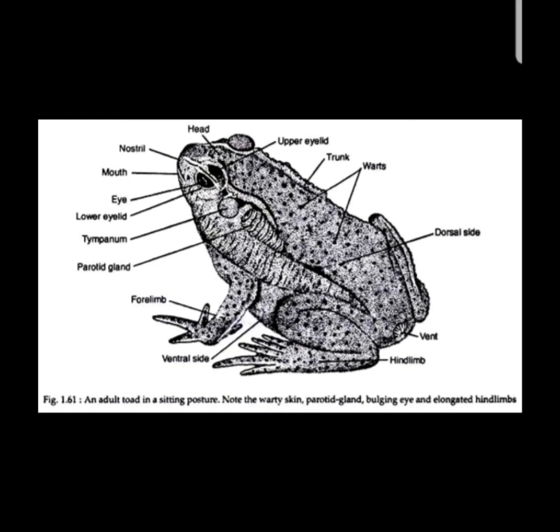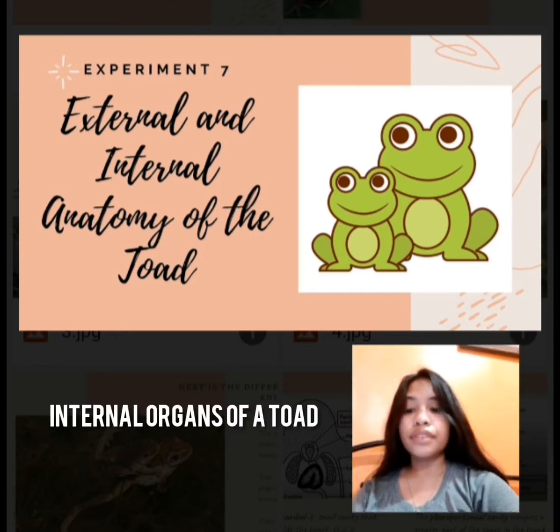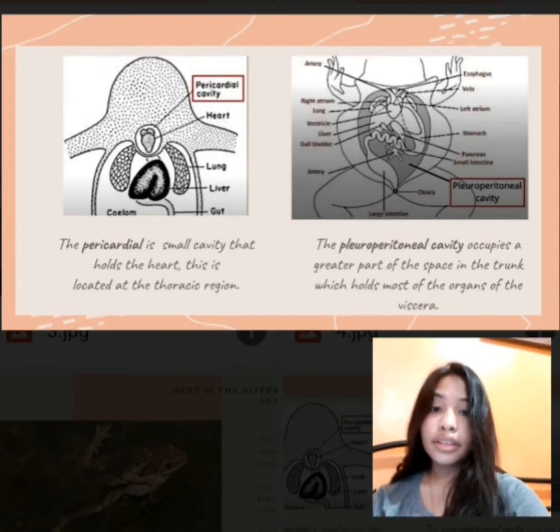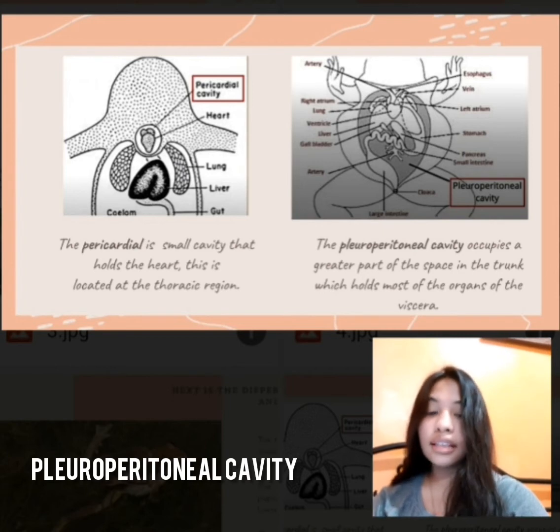Next, we'll be discussing the anatomy and function of the different parts of a toad's internal organs. Now, let's talk about the internal organs. We have the esophagus, stomach, small intestine, large intestine, liver, pancreas, kidney, gonads, and heart. There are 2 body cavities that can be found in a toad or a frog. We have the pericardial cavity and the pleuroperitoneal cavity.